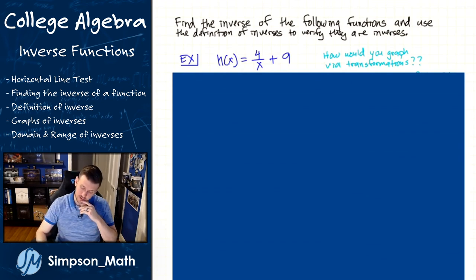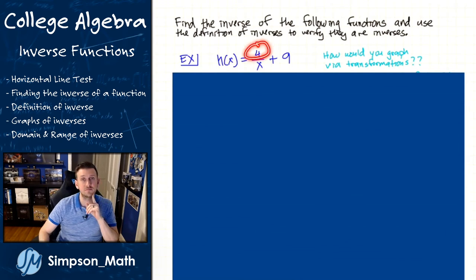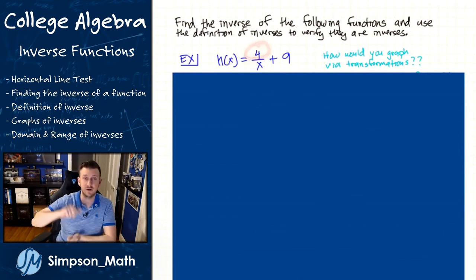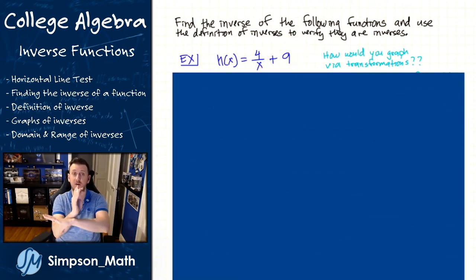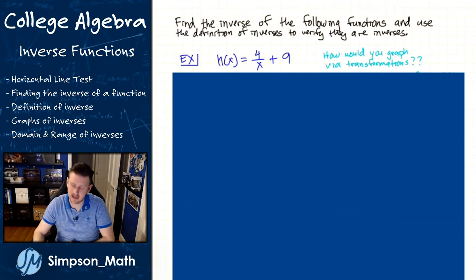All right, so let's walk through this one. I do have this note. How would you graph this via transformations? So what is this letter? Let's say A, so it's our vertical stretch by a factor of 4. And what about this plus 9? Well, that's our D. So we take our rational parent function, which looks something like this, and it goes up 9 spots.